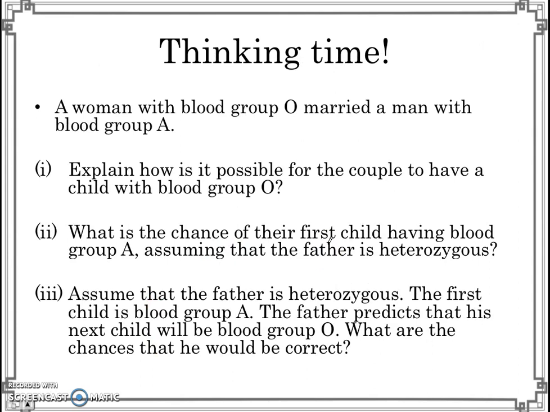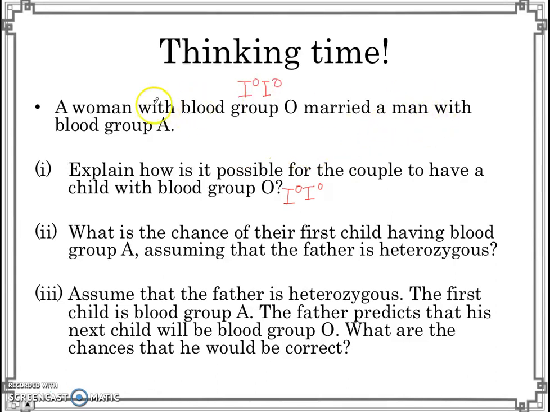In this example, we see that a woman with blood type O married a man with blood type A. And the first part asks you to explain how it's possible for the couple to have a child with blood group O. In such questions, it's always very helpful to ask ourselves, what can we be certain of? The first thing I can be certain of is that because this woman is blood group O, her genotype is definitely IOIO. And if they have a child of blood group O, then the child's genotype is also IOIO.